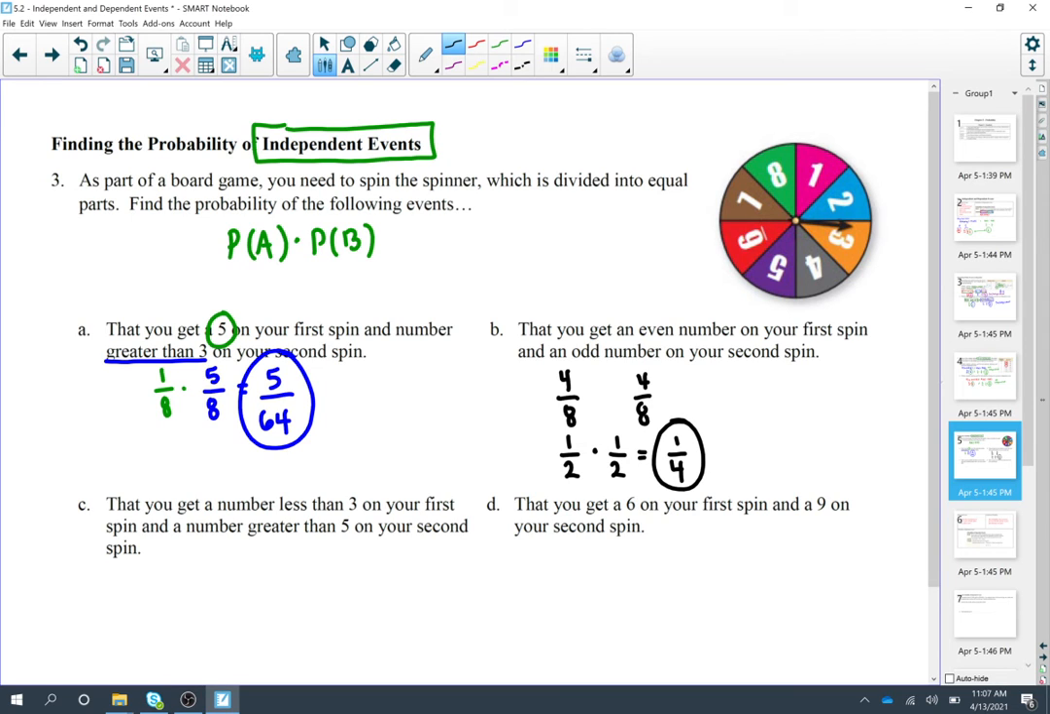Letter C, what's the probability that we get a number less than 3 on the first spin? So less than 3 would be 1 or 2, which would be 2 out of 8, which is the same as 1/4, times a number greater than 5 on the second spin. So that could be 6, 7, or 8, which would be 3 out of 8, which multiplies to 3/32.